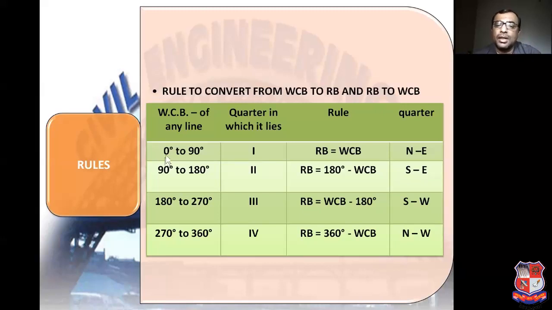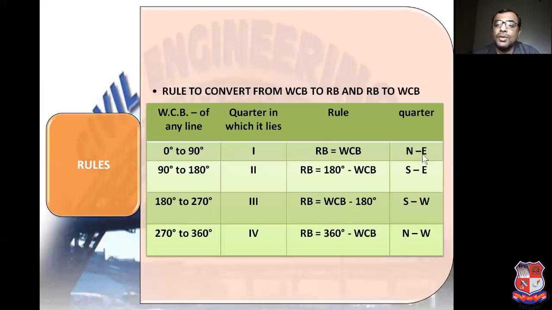Now let us consider the first row. In the first row, the value of WCB is between 0 to 90 degree, which means your survey line is in quarter number 1, and the rule is RB is equal to WCB. The value of WCB that is given becomes the value of RB, and if the value of RB is given, the same becomes the value of WCB for quarter number 1. And the direction of quarter number 1 is northeast.